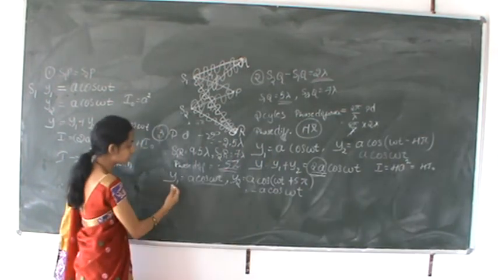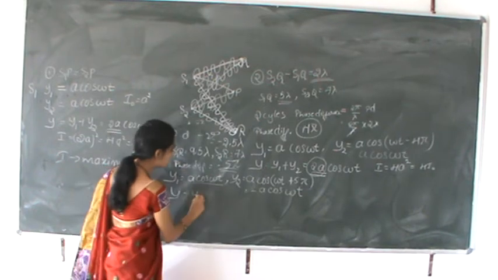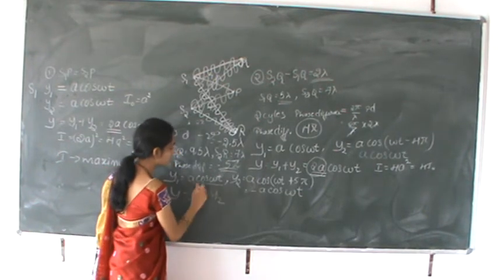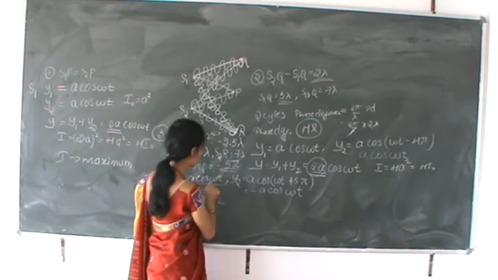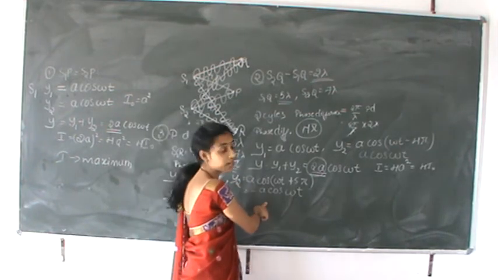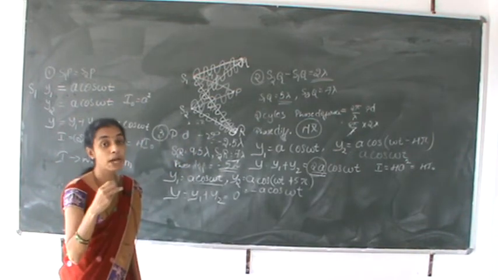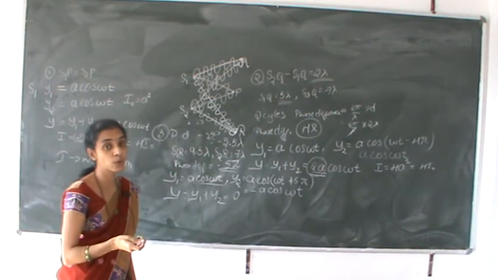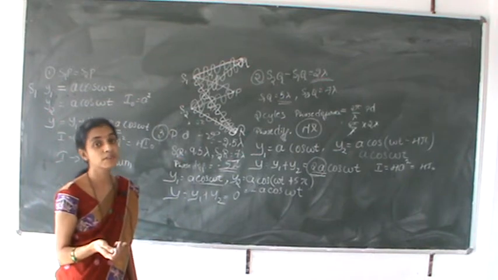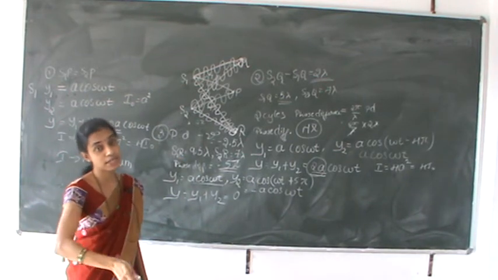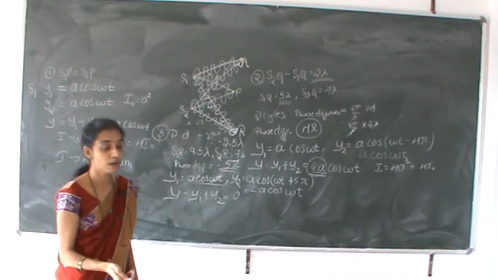The resultant displacement y is equal to y1 plus y2, a cos omega t minus a cos omega t. What is that? It will be 0. The path difference is a negative or odd multiple of lambda by 2. In that case, the interference will be destructive.